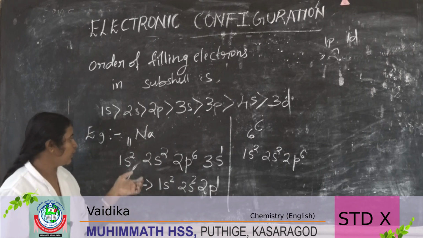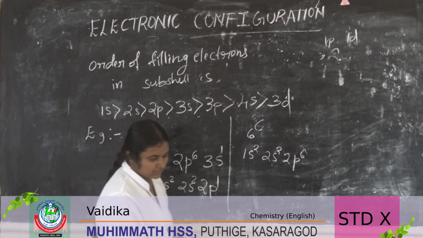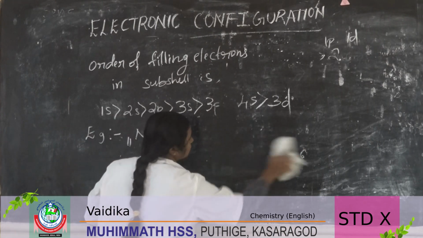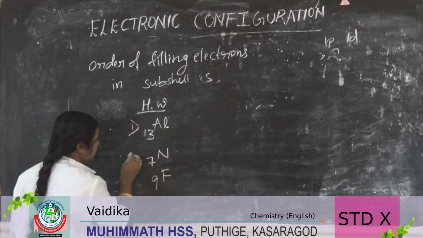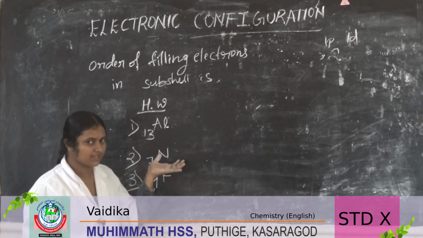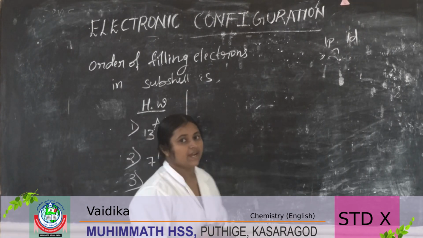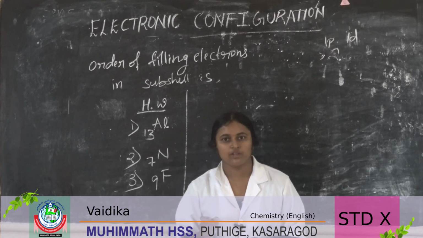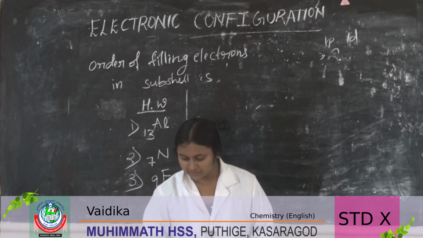I think now you got how we can write the subshell electronic configuration, right? I will give some homework. Do it at home and write in your notebook after listening to the class, okay? First one is aluminium, second one nitrogen, third one fluorine. You will get the atomic number from the periodic table, right? Write the homework, and the notes will be sent through WhatsApp, or the PDF will be there in the description link. Just write it and submit to the teacher.